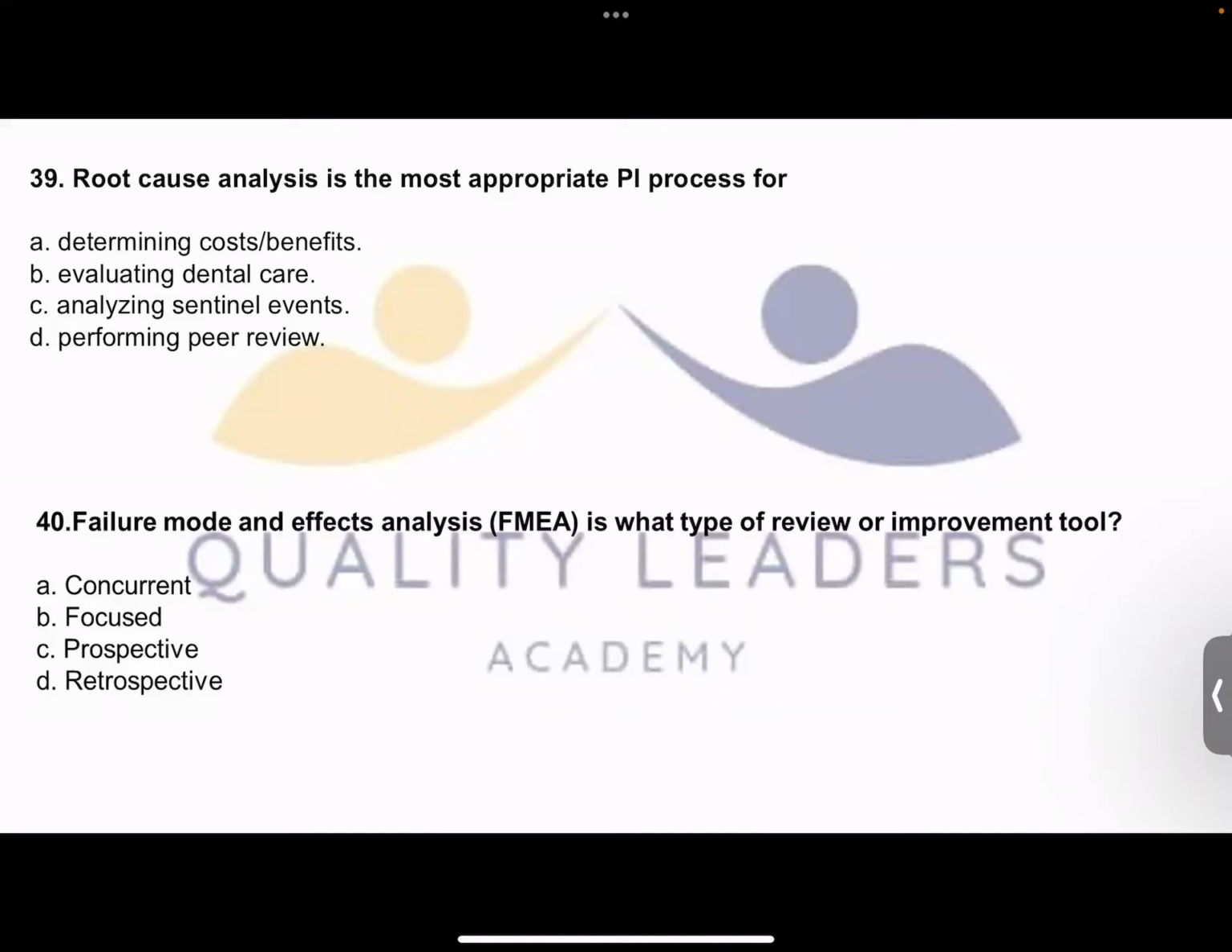Okay, for number 40. Failure mode and effect analysis, FMEA, is what type of review or improvement tool? We have A, concurrent, B, focus, C, prospective, D, retrospective. Prospective. Very good. Yes, it is always prospective.